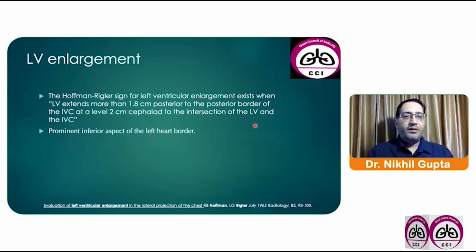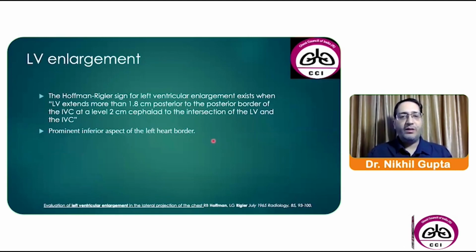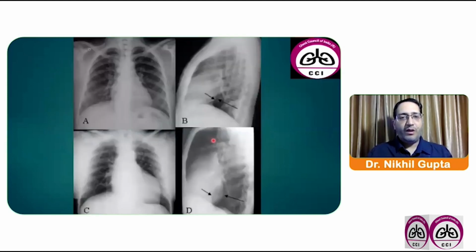LV enlargement. The Hoffman-Rigler sign for LV enlargement exists when the LV extends more than 1.8 centimeters posterior to the posterior border of the IVC at a level of 2 centimeters cephalad to the intersection of LV and IVC. The prominent inferior aspect of the left heart border is seen in these images.